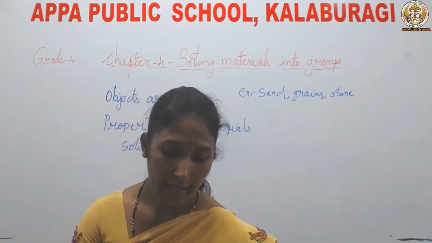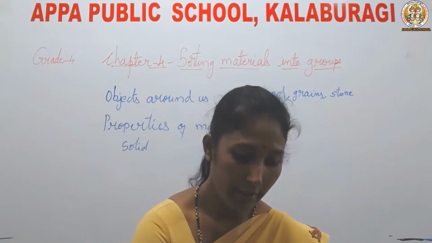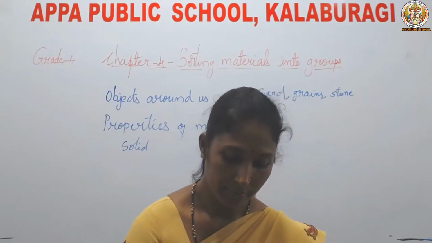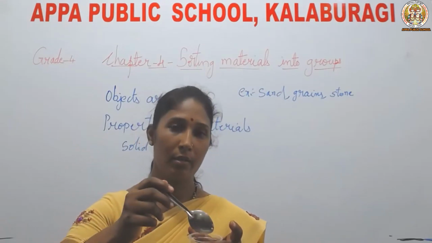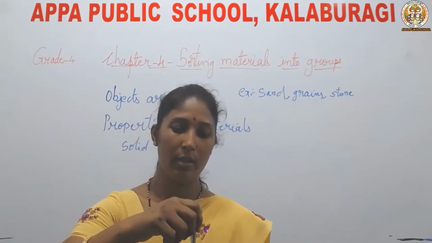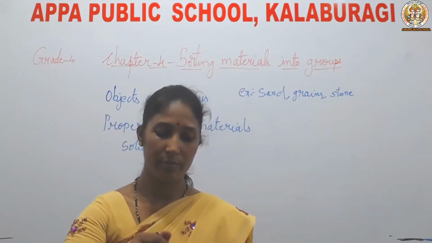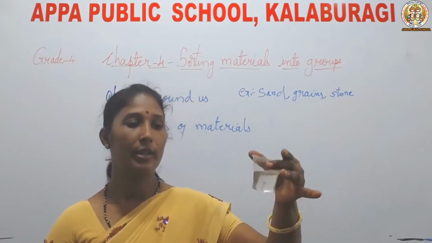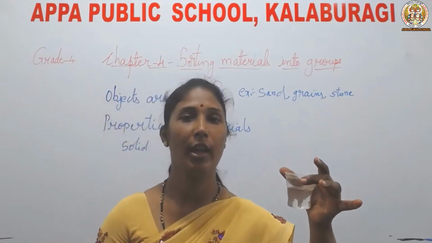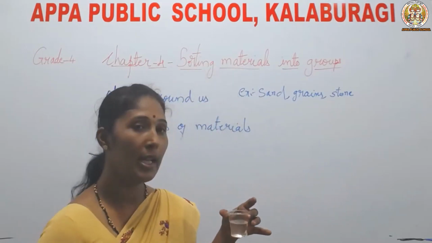In the same way, you take salt, also in the solid form, and pour it in water. Stir it. Yes, the salt is fully dissolved in the water. So these are some examples of soluble substances.